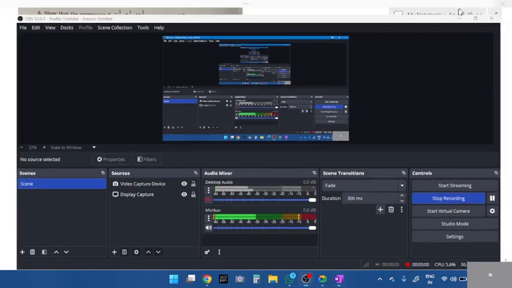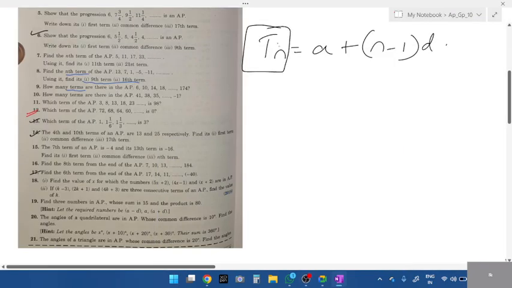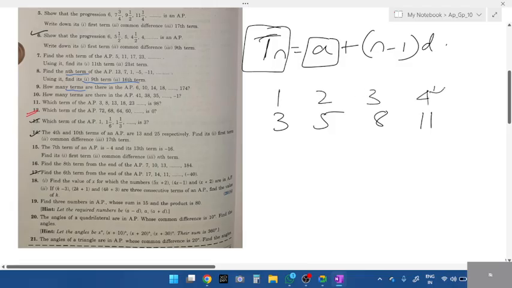What are the different variables we have here? T of n, A, right? What does T of n stand for, students? It is the value. 3, 5, 8, 11. Total how many values are given here? How many terms are there? 4 terms are given.